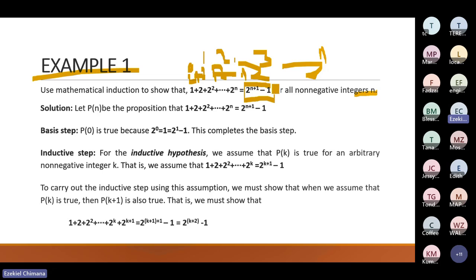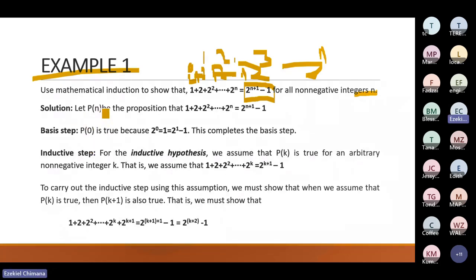So you are being asked to show that this formula is always true for this type of addition that we have on the left-hand side. So how do you show this one? Using the principle of mathematical induction. So the solution is here.